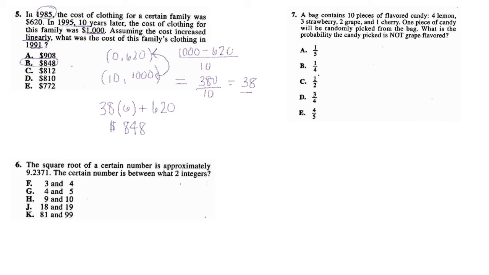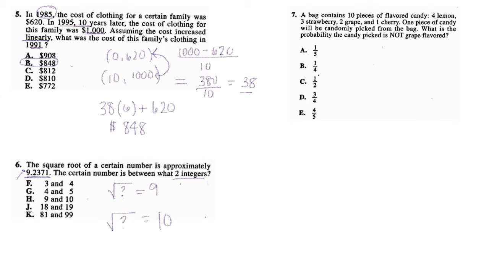Okay, for number 6, the square root of a certain number is approximately 9.2. The certain number is between what two integers? Well, if it's 9 point something, let's think about, well, what can I take the square root of and get 9? And then what can I take the square root of and get 10? Because then that would help us because this number is between 9 and 10.